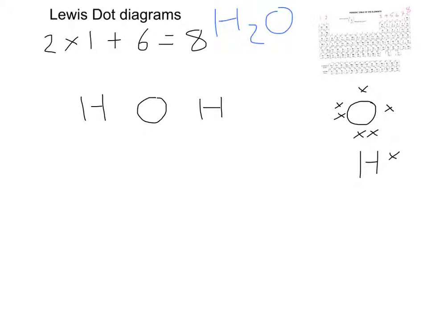So, step 1, count the total number of valence electrons. Step 2, place the most unpaired atom in the middle and the other atoms around the outside.